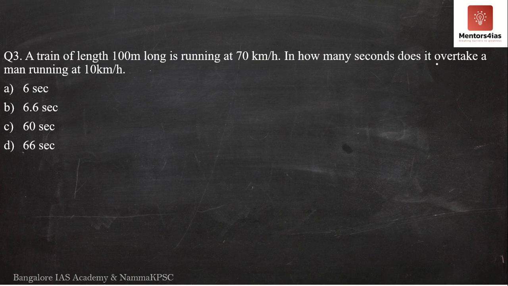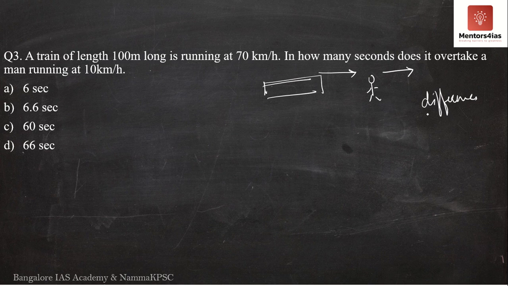Now, since the question is saying overtake, what does this mean? Both the train and the man are moving in the same direction. That is why the question says the train is going to overtake the man. If you remember relative speed, the problems based on relative speed from time, speed and distance, I did mention, and I also mentioned in the initial explanation of this particular session, whenever two things are moving in the same direction, what do we do? We take the difference of the speed.